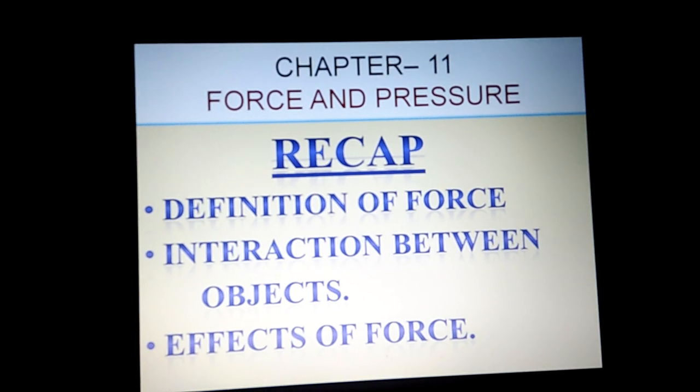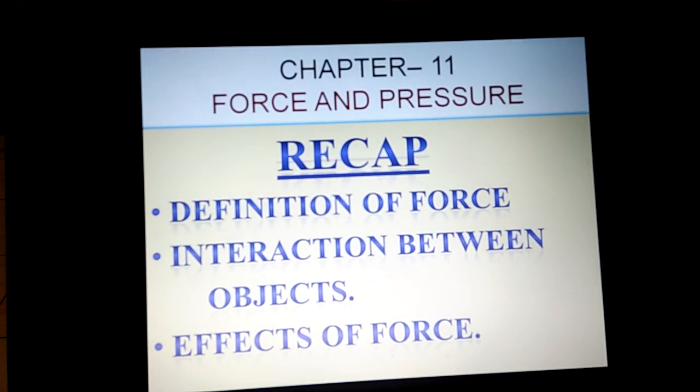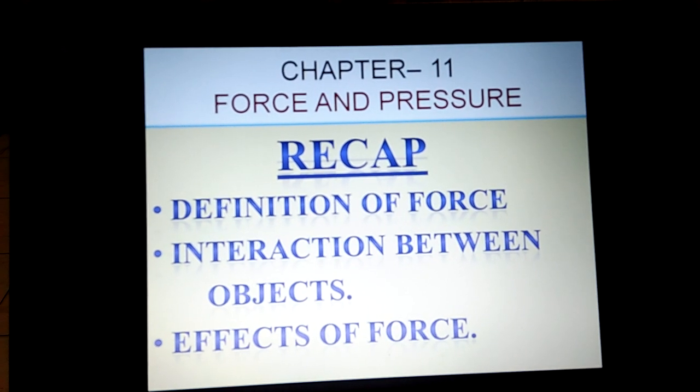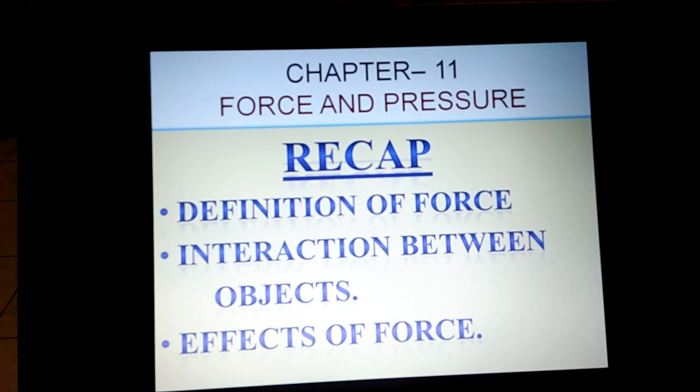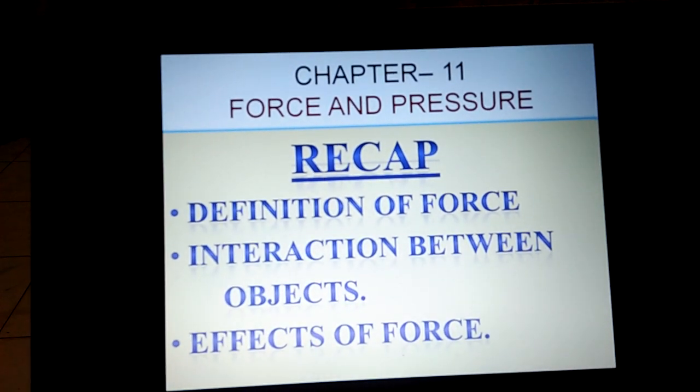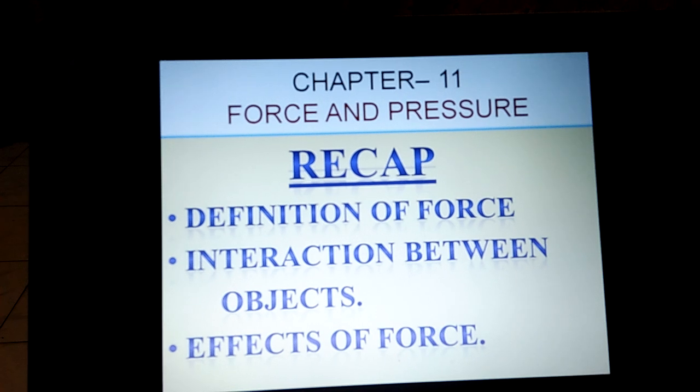In the last class, we learnt about some things. I hope you remember them. Let us quickly recap whatever we learnt in the last class. We learned about the definition of force. What is the definition? Force is a push or a pull which can cause movement in an object.